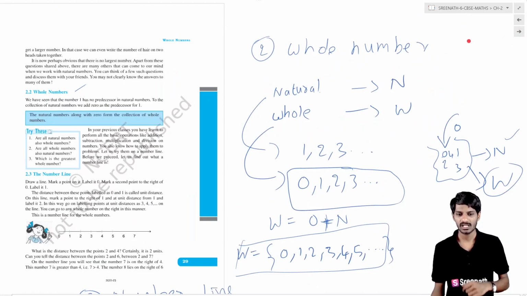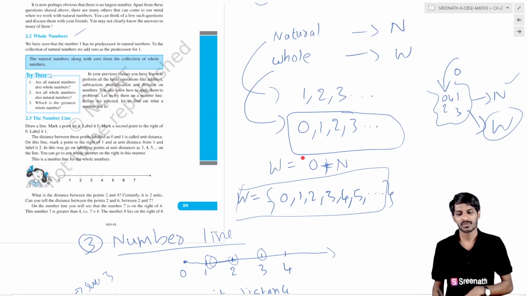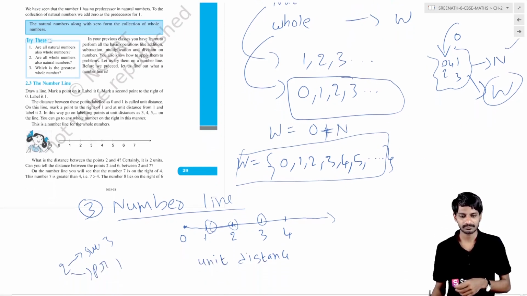Okay, this is about natural numbers. Now the second topic is whole numbers. What are whole numbers? Whole numbers are represented by W, and whole numbers are nothing but 0 plus natural numbers, which means whole numbers start from 0. The combination of 0 and natural numbers is the whole numbers: 0, 1, 2, 3, 4 and so on. The set of whole numbers is like that.